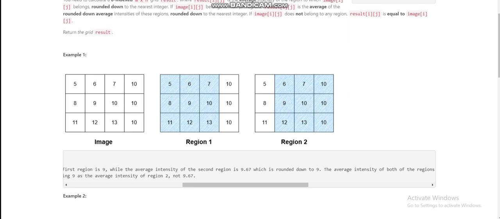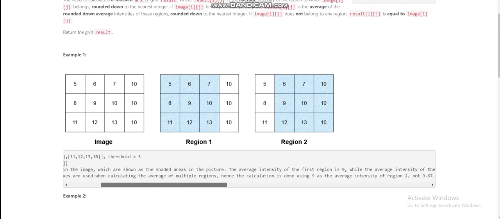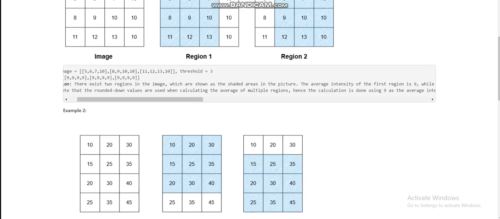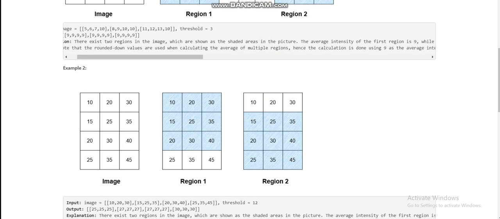As the average is 9 in both, the average in these six cells will also be 9. So all the values will be 9. Now if we take the second case, you will understand it better.